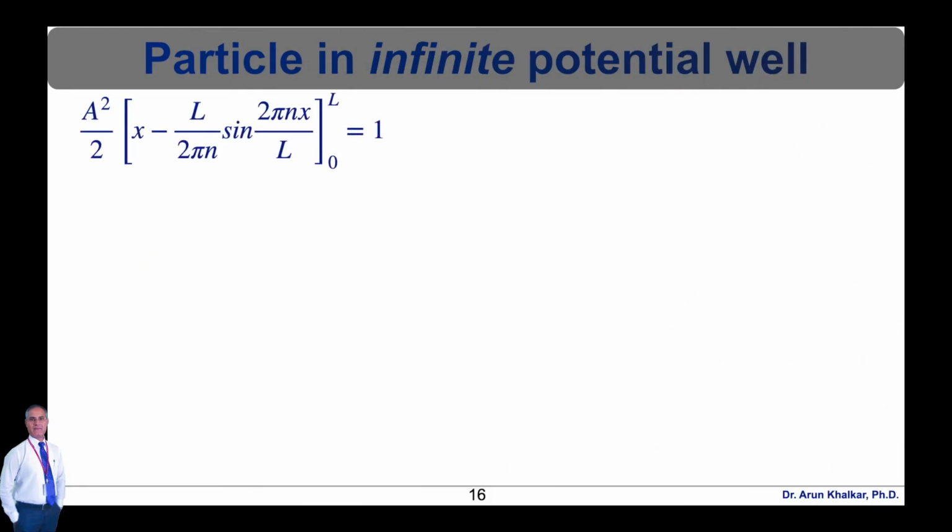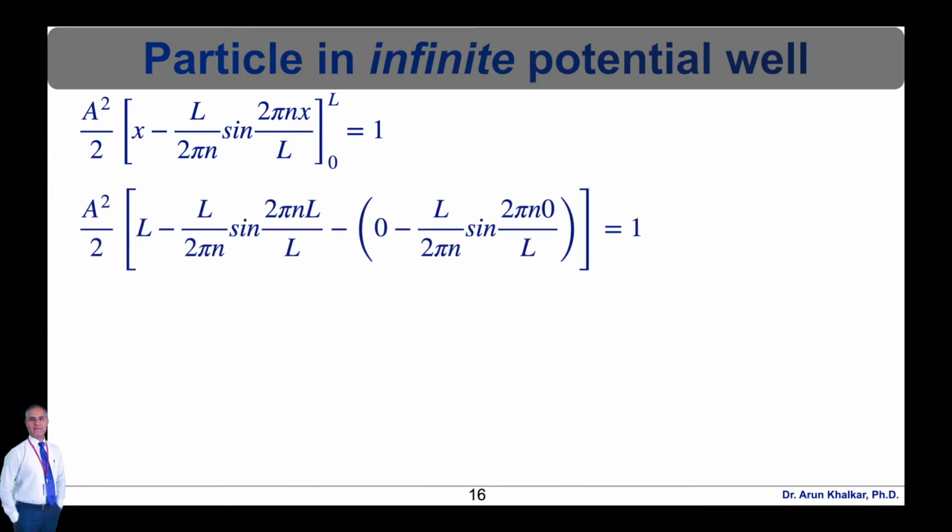Therefore, A square divided by 2 in square bracket x minus L upon 2 pi n into sine of 2 pi n x divided by L, square bracket complete, limits from 0 to L, is equal to 1. So simply solving this equation, we can write A square divided by 2 in square bracket, by separating the limits, L minus L upon 2 pi n into sine of 2 pi n L divided by L, minus in bracket 0 minus L upon 2 pi n into sine of 2 pi n into 0 divided by L, bracket complete, square bracket complete, is equal to 1.